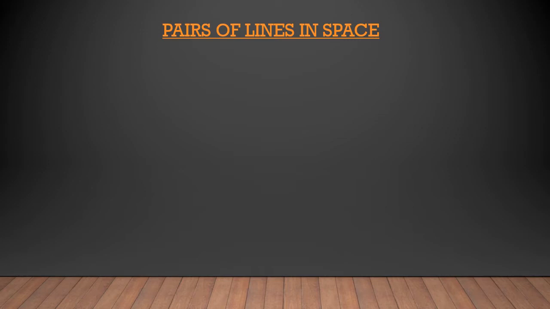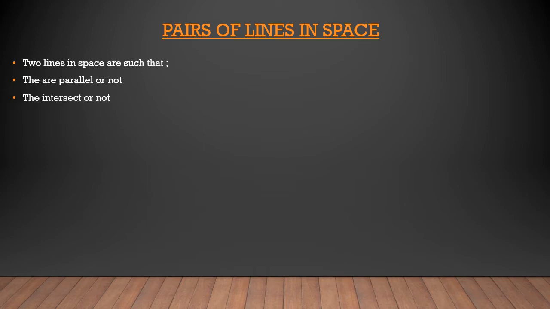Now we assume there are lines actually in space, though we can't see them, or things are constructed using lines, and actually we call the environment our space. Now two lines in space are such that either they are parallel or not, or they intersect or not. You need to keep that in mind because that's what we're going to be analyzing along this course. Either the lines are parallel or not, or they intersect or not.